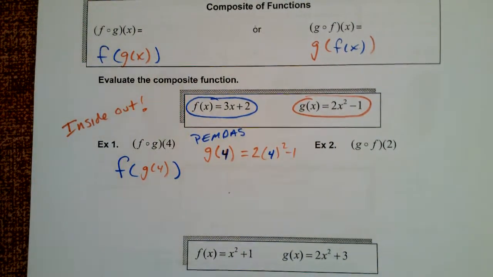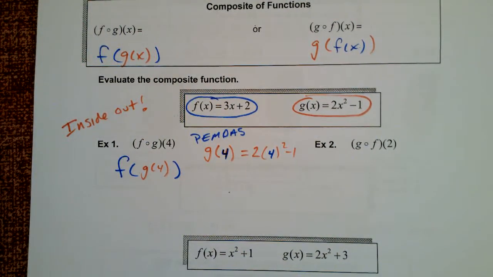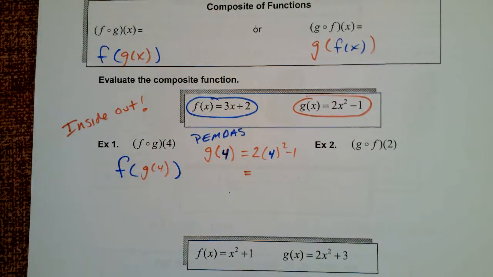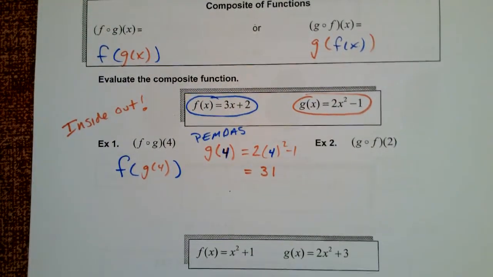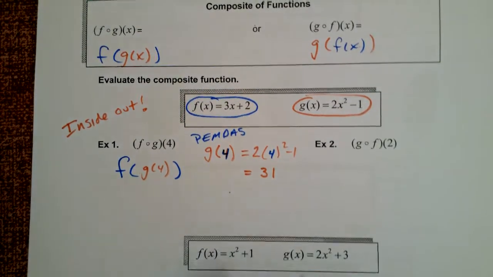Go ahead and square it first. Multiply by 2 and then subtract. Let me know what you guys get. Shout it out when you get it. So do your exponents first, then multiply, and then subtract. What do you guys get? If you need to, get a calculator. What's 4 squared times 2 minus 1? 31. 31. Very good. 4 squared is 16. 16 times 2 is 32, and then you subtract the 1. Awesome. Good job, Tommy.